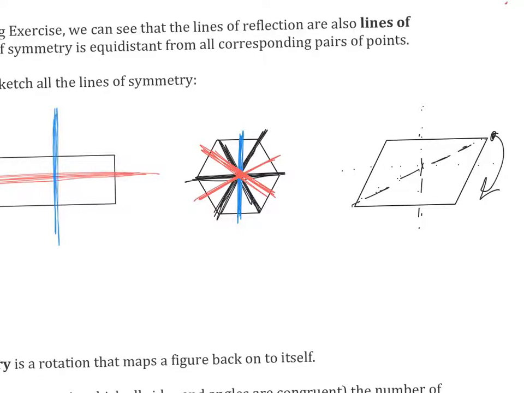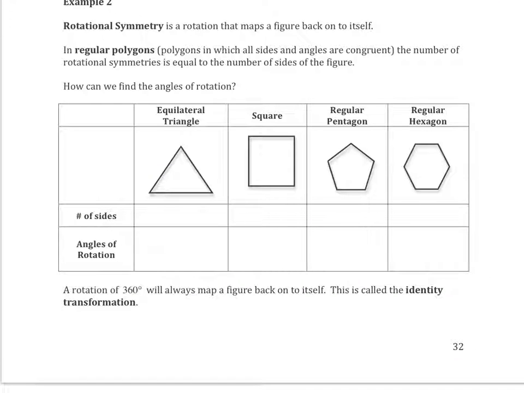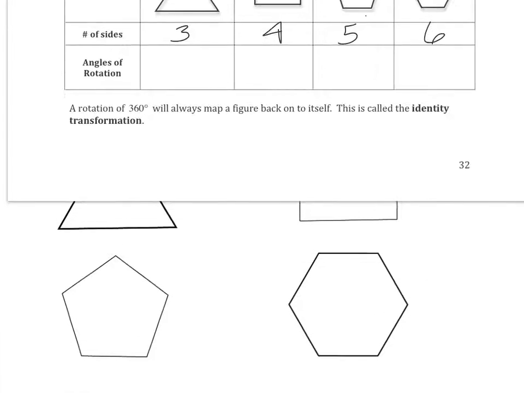Let's take a look at the next one. So on the bottom half of this page, it talks about rotational symmetry, and this is rather interesting. We're talking about taking these particular shapes, either an equilateral triangle or a square or a regular pentagon or a hexagon, and actually rotating them. So let's fill this in first. There are definitely 3 sides here. There are 4 here, 5 and 6 there. And now what we're going to do is take a look at what happens when I rotate them.